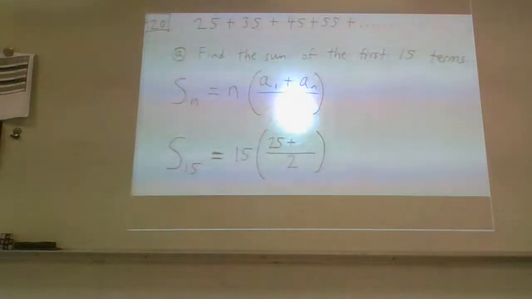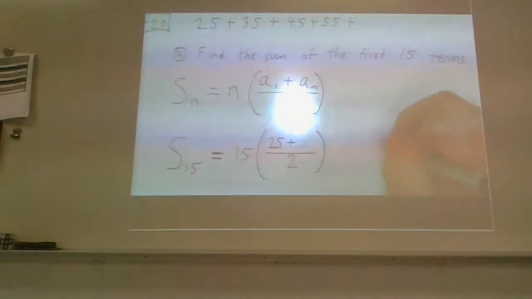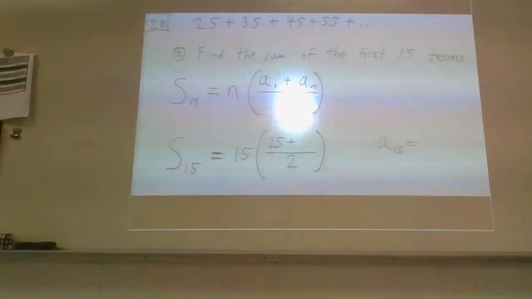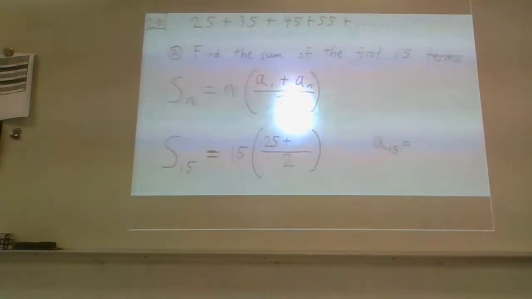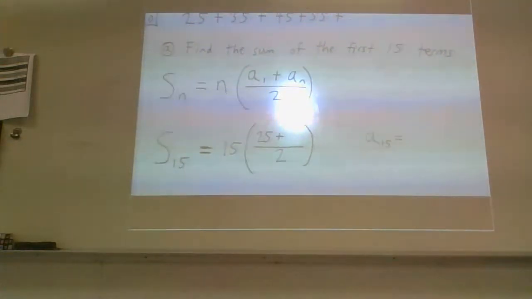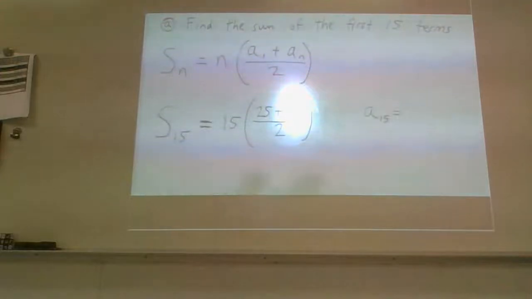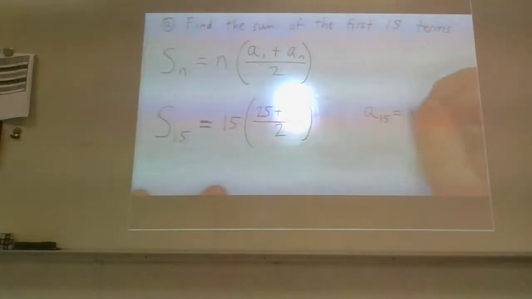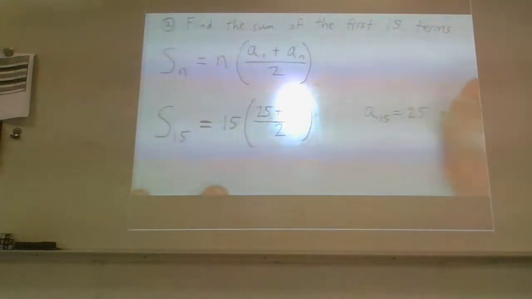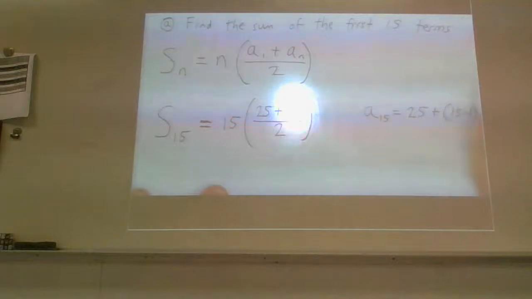But if you just wanted to figure out what the 15th term was, you could do a little side note right here of a sub 15. If you did a little side note of a sub 15, you could be like, okay, well, a sub 15 is the first term plus parentheses n minus 1 times the common difference. Look what I just wrote in there.